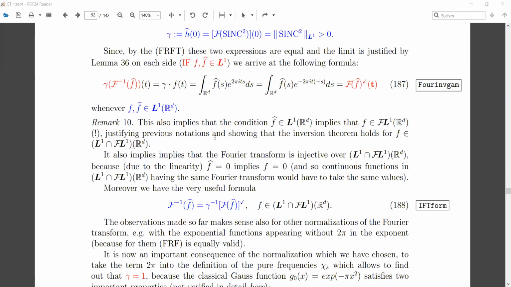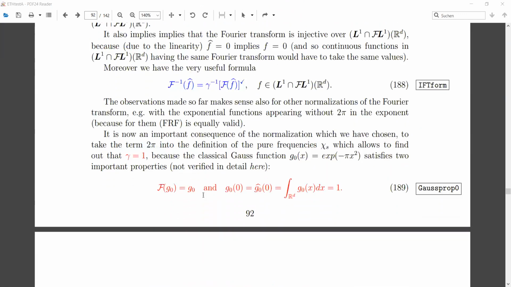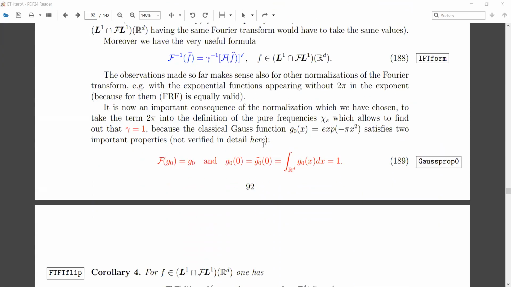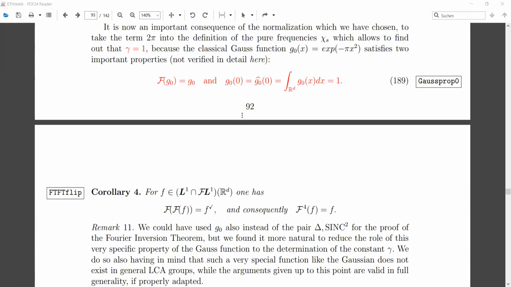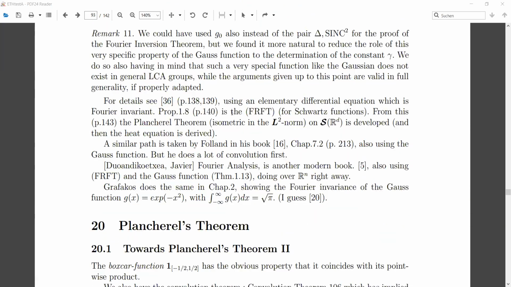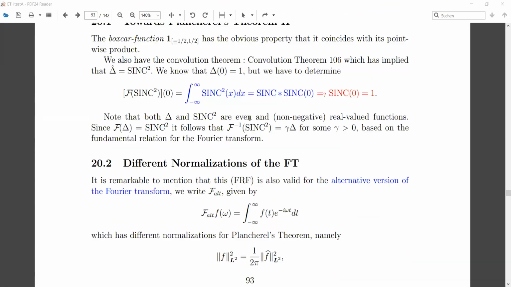So we have to use, for example, the properties of the Gauss functions, which I did not do here, to prove that it has integral 1 and it's Fourier invariant. This is something that you can find in the books. And if I find a way out of avoiding this, I will be happy.